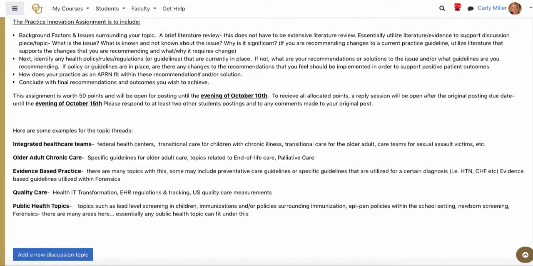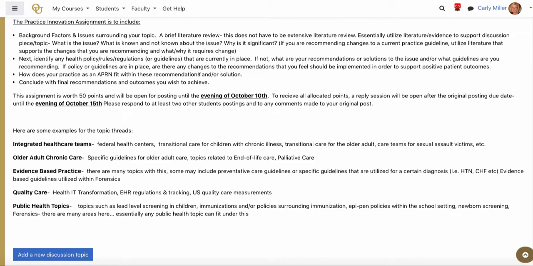Transitional care is a huge thing that's up and coming as well. We've done a lot of transitional care for the elderly population with chronic conditions. But the same thing, developing a transitional care model for kids with chronic illness. Care teams for sexual assault victims. So anything that would integrate an interprofessional team or a team that would provide care or increase outcomes for patients.